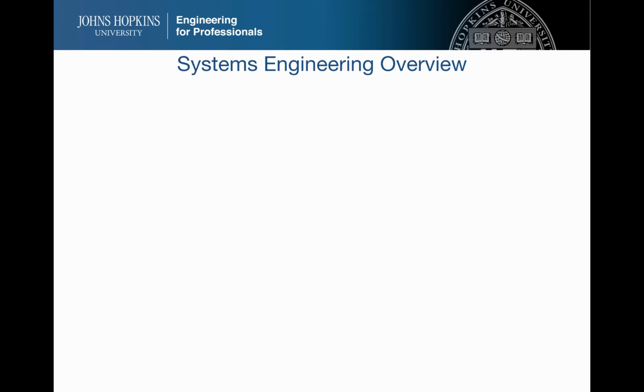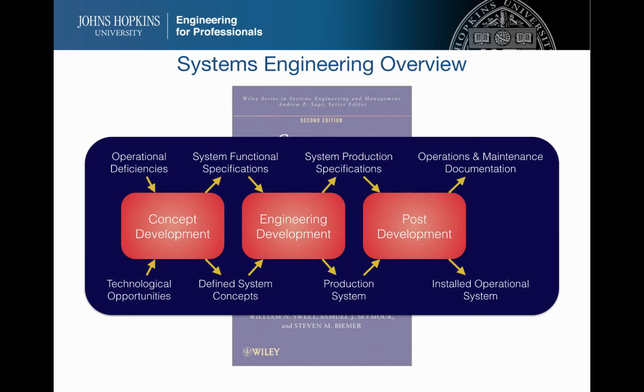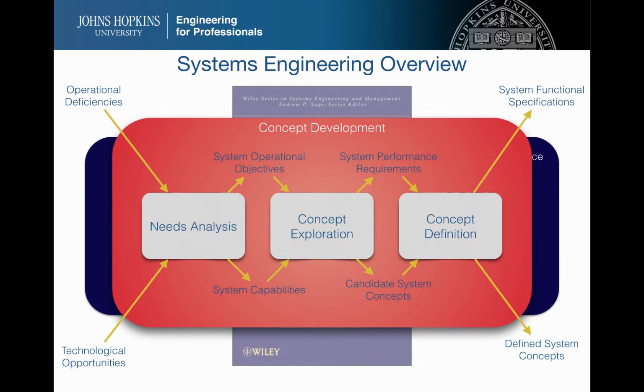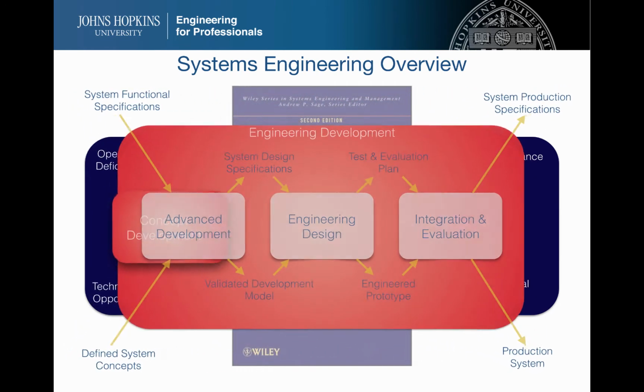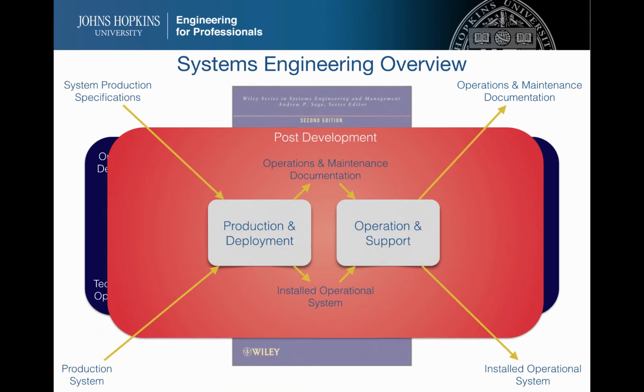So let's begin the systems engineering overview by reviewing the product development lifecycle. This product lifecycle is shown on the front cover of your Systems Engineering Principles and Practice textbook. It's composed of three stages: the conceptual development, engineering development, and post-development stages. Each stage is then comprised of multiple phases. Within the conceptual development stage, there are the needs analysis phase, concept exploration phase, and the concept definition phase. Within the engineering development stage, there are the advanced development phase, engineering design phase, and integration and evaluation phase. Within the post-development stage are the production phase and operations and support phase.